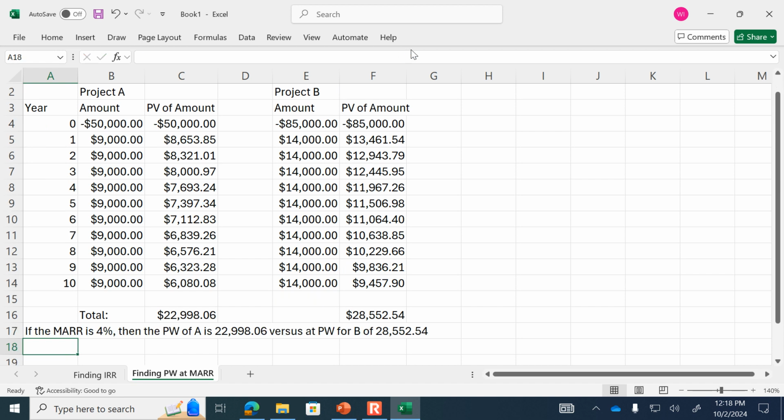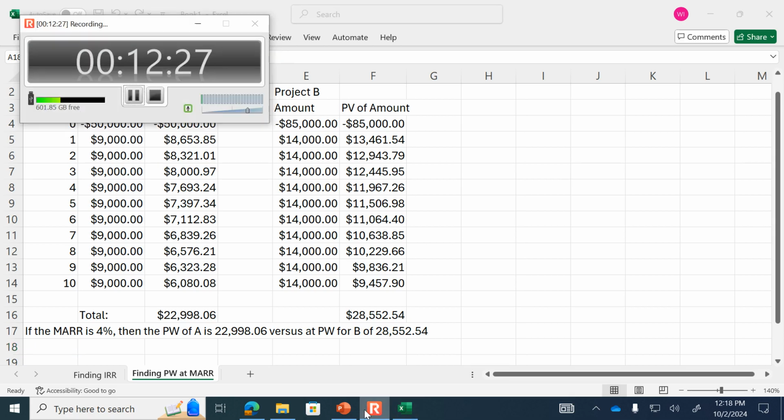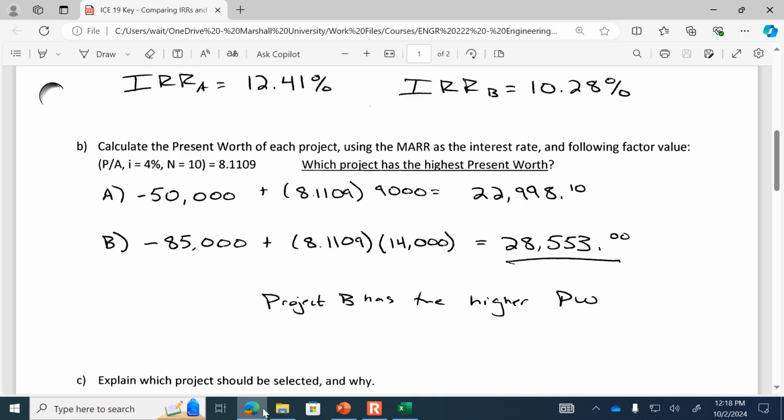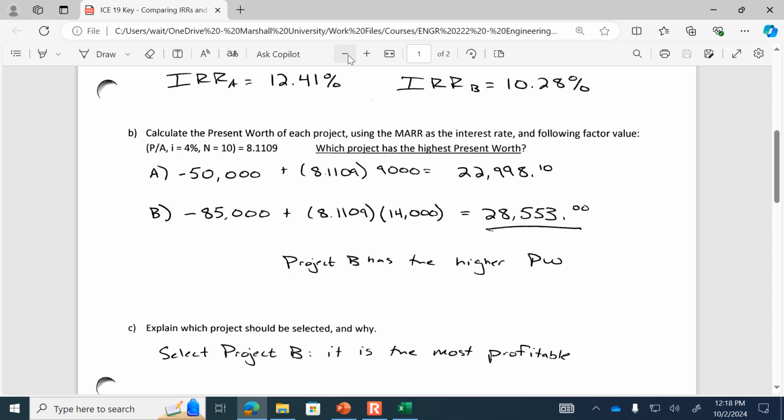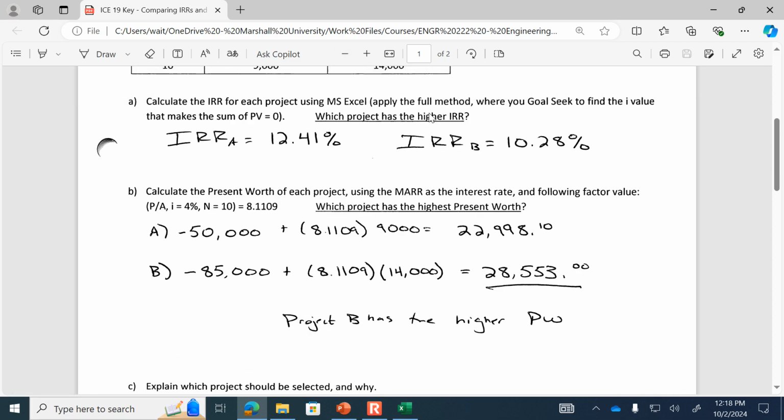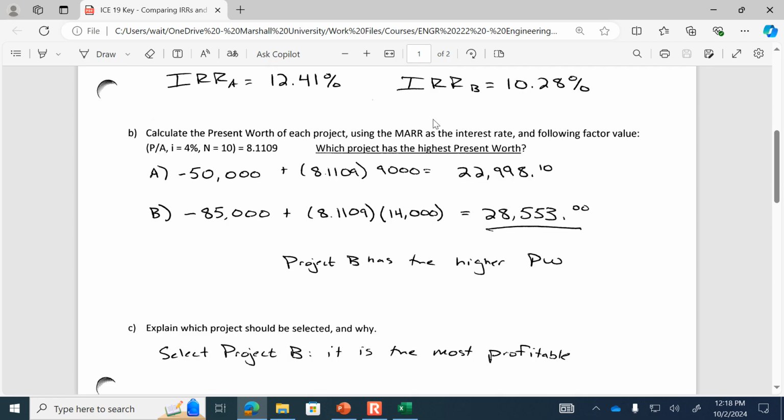So what should we do? That's what it asks in part C. Which project should be selected? The one we should select is the one that yields the most profit. And even though option A has a higher rate of return, we can see from the present worth analysis that it's project B that yields the most profit. So you should select project B. It's the most profitable of the two options.